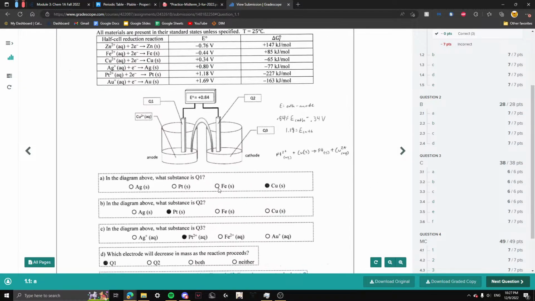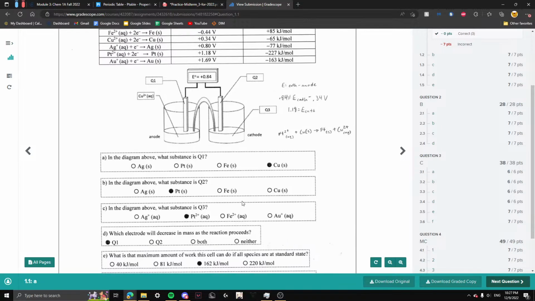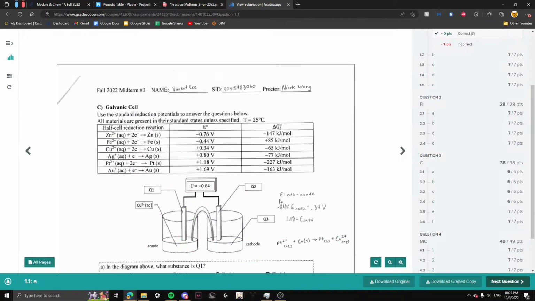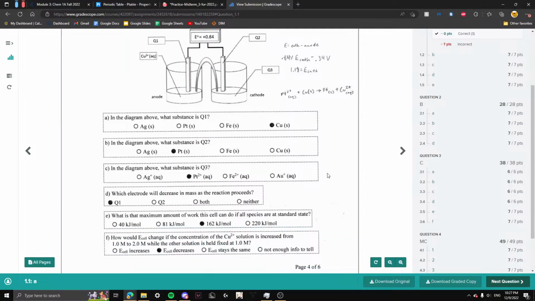Next, this is pretty much the same thing that we went over earlier, so I'm not really going to explain these three because they're the same. We know that the anode will always lose mass, right? Because it's losing electrons, so it's going to lose mass, while the cathode will gain mass. The cathode's electrode will gain mass, right? And then for maximum amount of work this can do, if all species are at standard state, we literally just do delta G minus RT ln K, and then just solve, and that should get us that number.